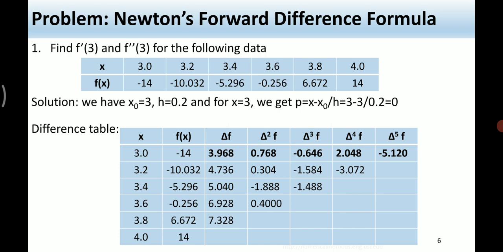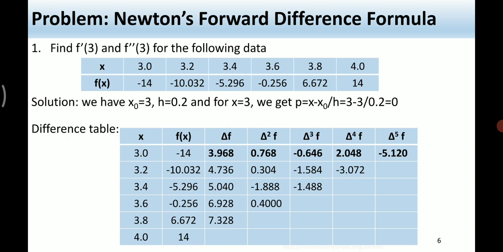So you can see in your fourth column, that is your delta square f values, we have got the values by taking the difference. 4.736 minus 3.968 gives you 0.768. 5.040 minus 4.736 is equal to 0.304. Then 6.928 minus 5.040 will give you 1.888. Then 7.328 minus 6.928 gives you 0.4000. So these are your delta square f values.